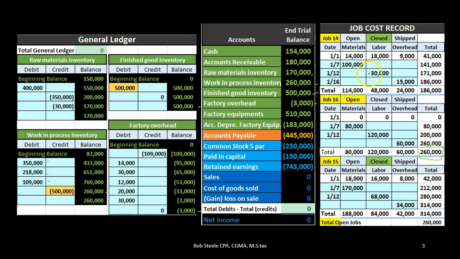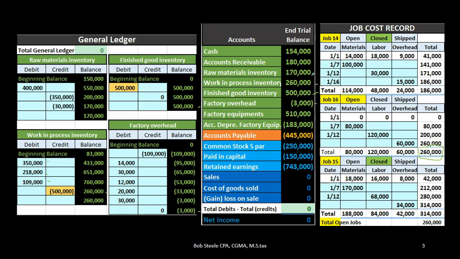We here are talking about a requisition form in relation to the materials. So as materials move from this raw materials trial balance GL account to the work in process account and/or to the overhead account, we need a requisition form which will help us to determine which job, 14, 15, or 16 in this case, that material is then being moved to, in order to track the costs related to that material to each job.